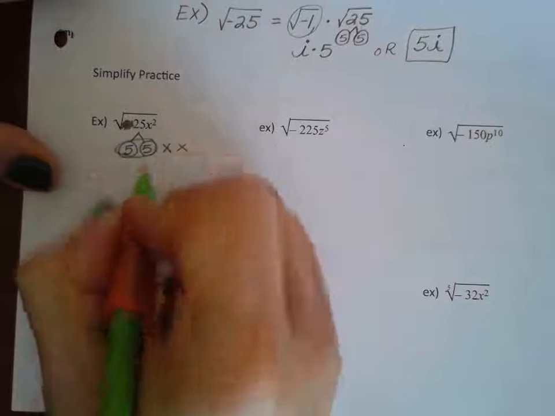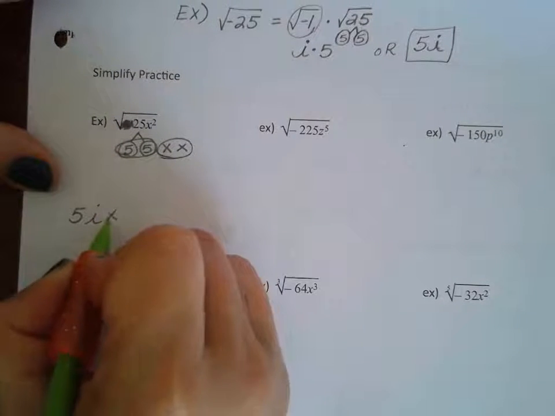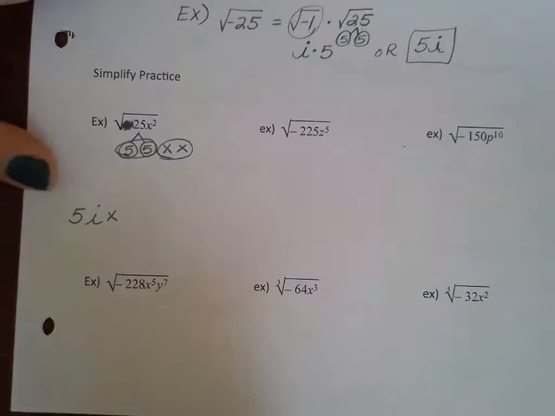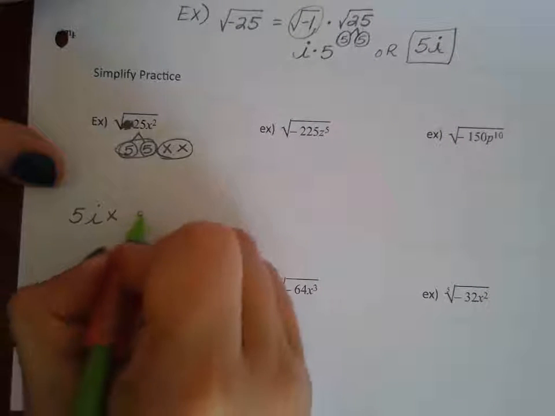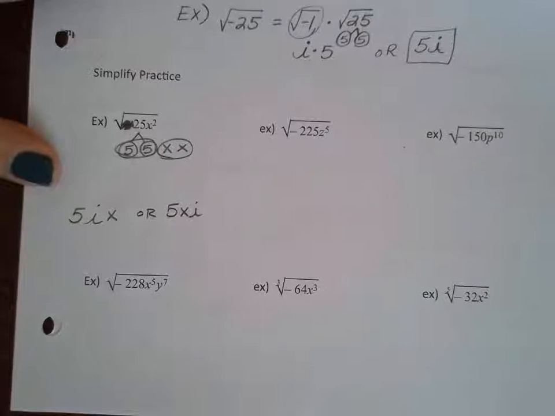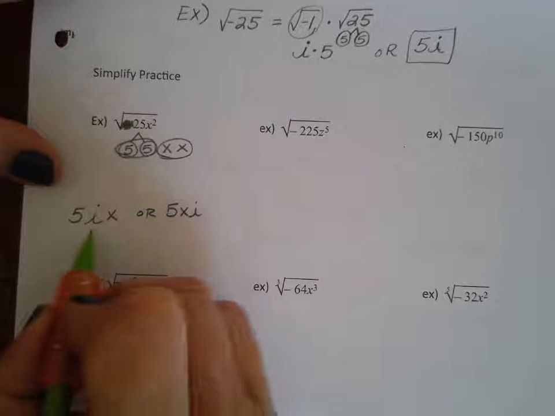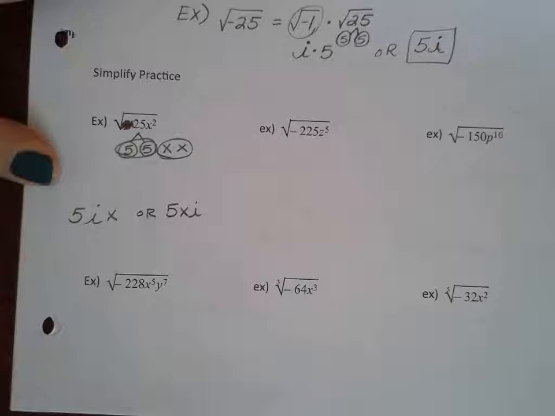So we have a group of 2 here, 5, and you have a group of 2 here, x. And so your answer is 5ix, or you could write it like this, 5xi, or you can really write it in any order you want to because the commutative property allows that. But these would be the two popular choices for a standardized test. And that's it. You're done.